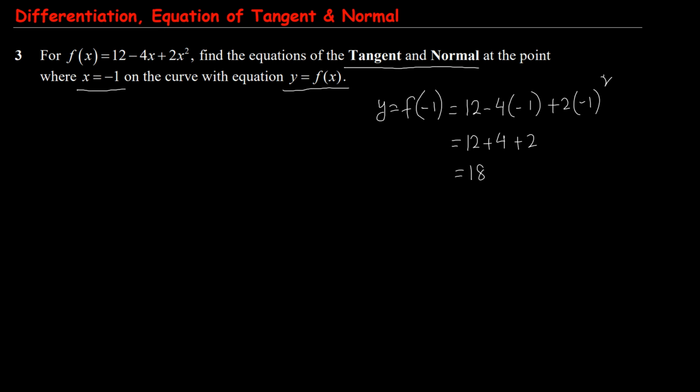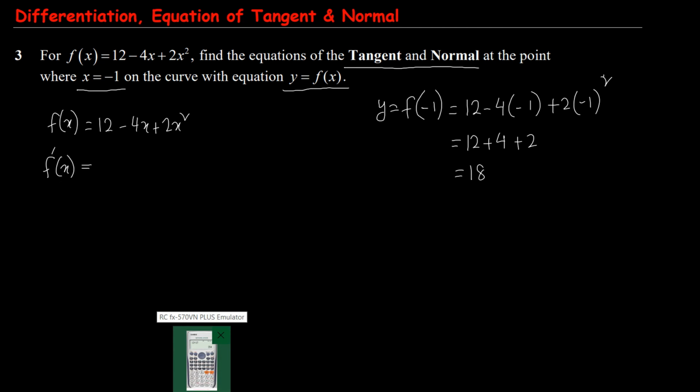Now we needed to differentiate the function. It is given here f of x equals 12 minus 4x plus 2x square. Now differentiate, we can write here f prime x, which is the differentiation of that expression. Let me write it. So 12 gives us 0, so minus 4 plus 4x. If we differentiate this one, we got like this. So now we need to find out the value of m from here.